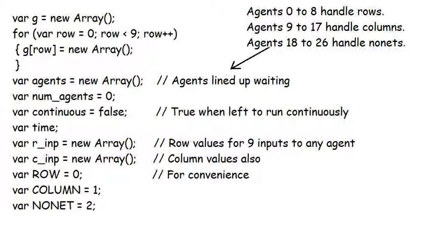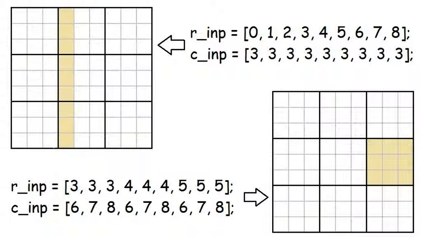Then we come to the arrays RIMP and CIMP. There are 3 types of agents in this system, for rows, columns, and nonets. However, they all function in the same way, and it makes sense to use the same code for all of them. The only difference between them is that the 9 cells in the grid they examine are in different positions. The row and column positions of these cells are passed in arrays RIMP for the row numbers and CIMP for the columns. The 2 examples on the screen show the arrangements for an agent handling the 4th column or the 6th nonet.